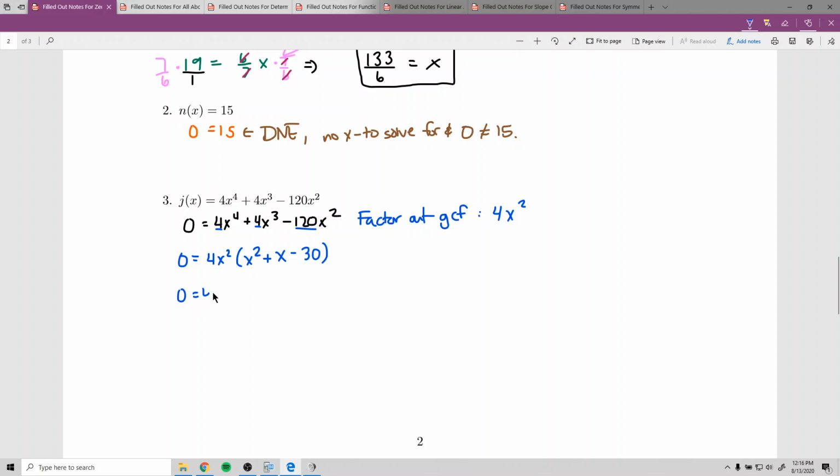Now we can factor the inside. We have just x squared there, which makes the problem easier. We want two numbers that multiply to negative 30 and add to positive 1, and that would be positive 6 and negative 5.